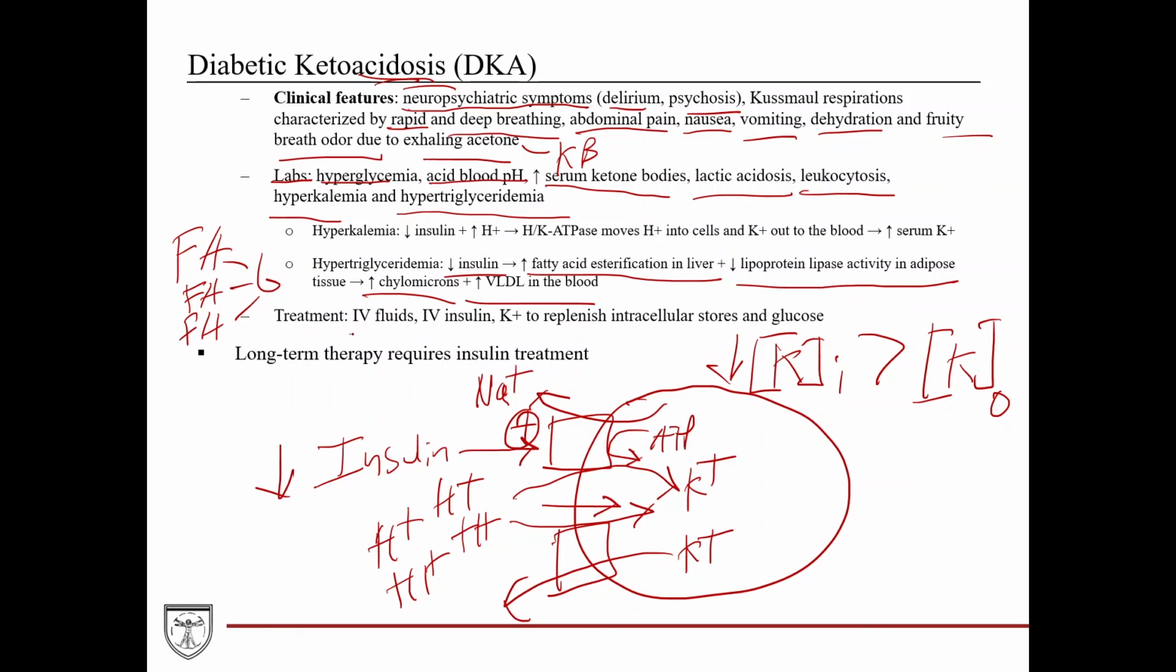So they have high triglycerides as well. The way you treat them is you definitely give IV fluids. A lot of times these patients are throwing up, so they're dehydrated. They're oftentimes malnourished. You're definitely going to give IV insulin. Give a lot of IV insulin because they just don't have insulin. You want to bring the sugar level down.